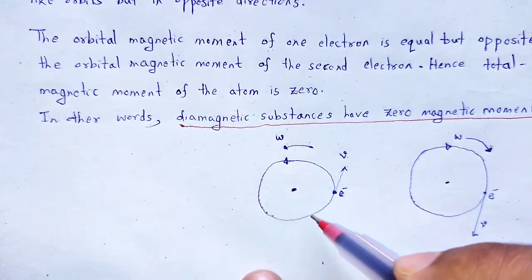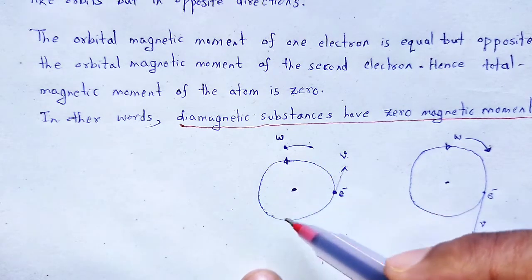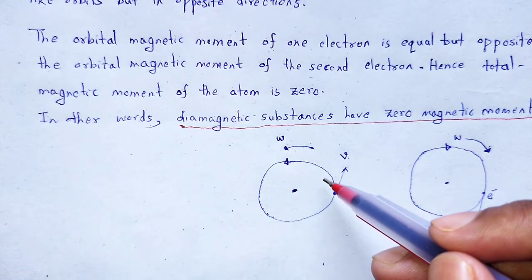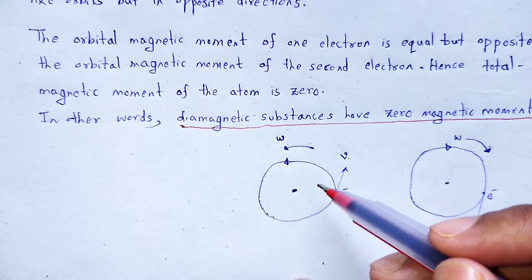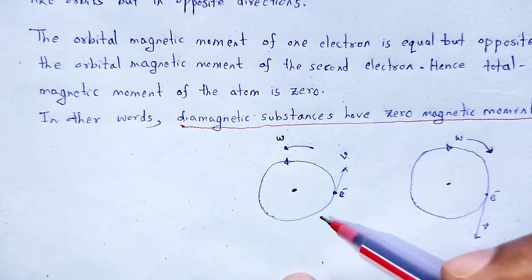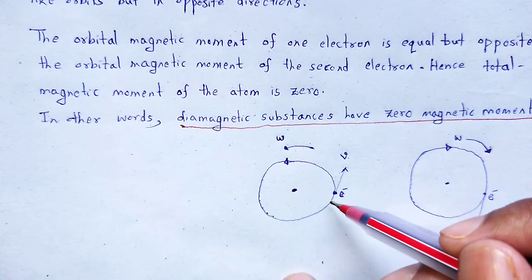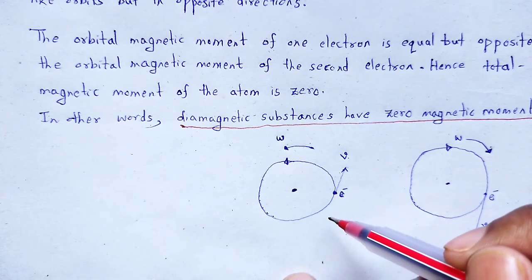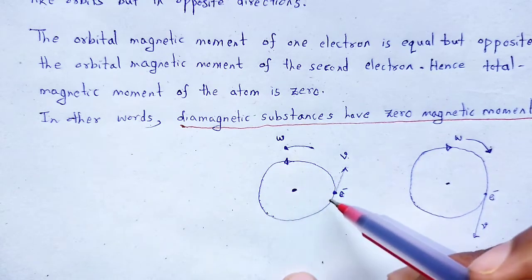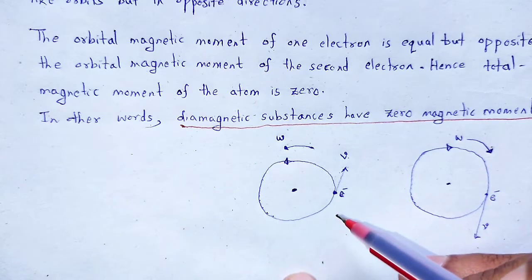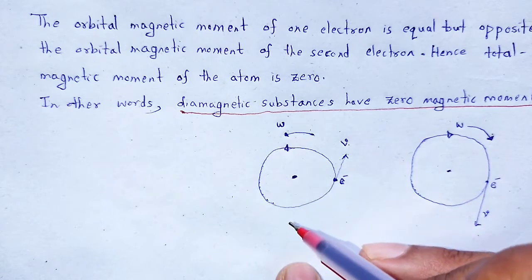Electrons revolve around the nucleus. So, the revolving electrons constitute a current. As we say, the direction of current is opposite to the direction of flow of electrons. Therefore, in the orbit, the flow of current is just opposite.